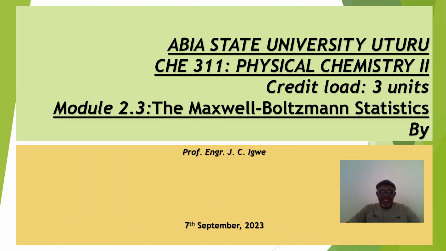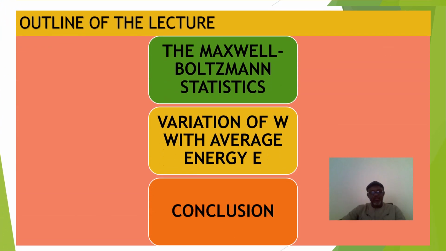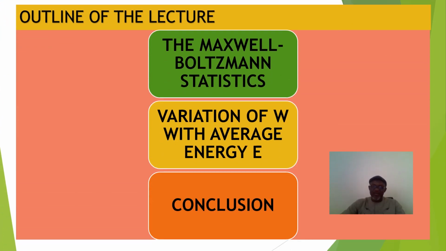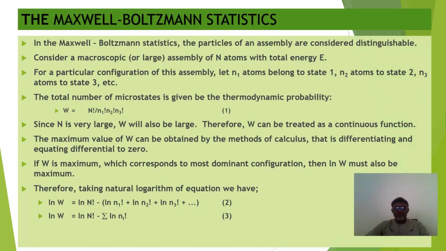Okay, now this is the last module for module 2, that is 2.3, Maxwell-Boltzmann statistics. We will not waste so much time on this. The outline will be the Maxwell-Boltzmann statistics, variation of W with average energy. W is the most probable configuration. Now we'll look at this Maxwell-Boltzmann statistics.